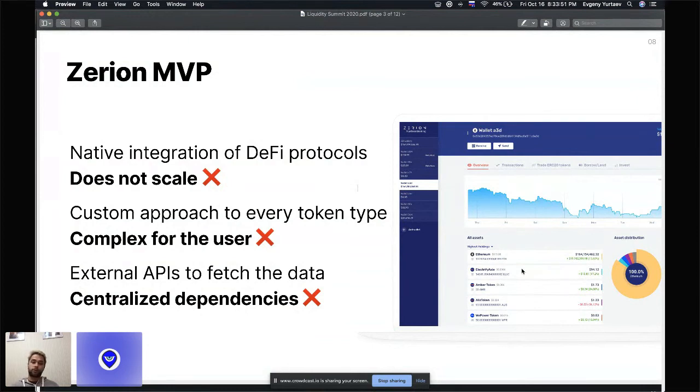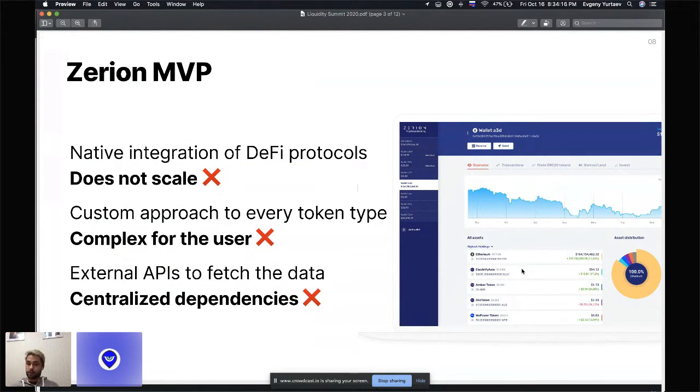Second, we were trying to customize each token type, such that different cTokens, for instance, look just like normal tokens, somehow hiding that inside of the UI. That was creating a lot of complexity for the users because they didn't know the difference between the DAI itself or the DAI stored on Compound.